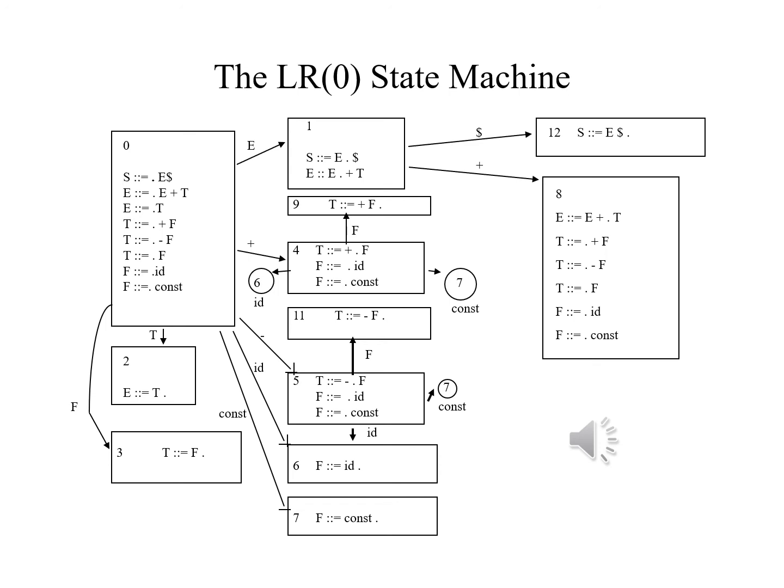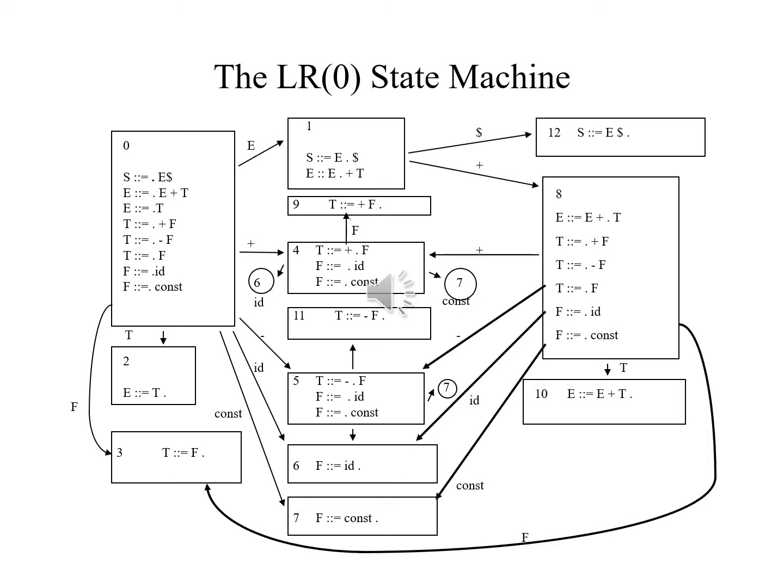State 11 will be different from state 9 in that the final item in state 9 is T derives plus F dot, whereas in state 11 it's T derives minus F dot. The transitions to identifier and constant will be exactly the same as they were in state 4. States 6 and 7 are final states.